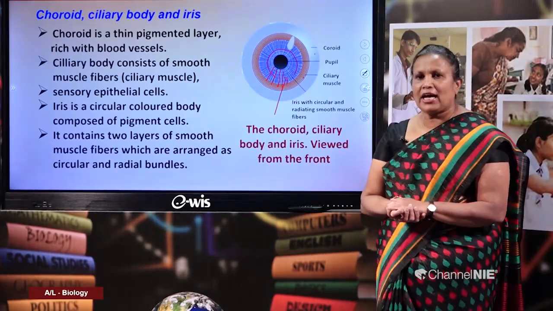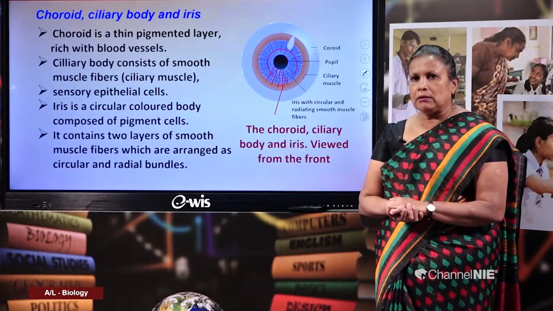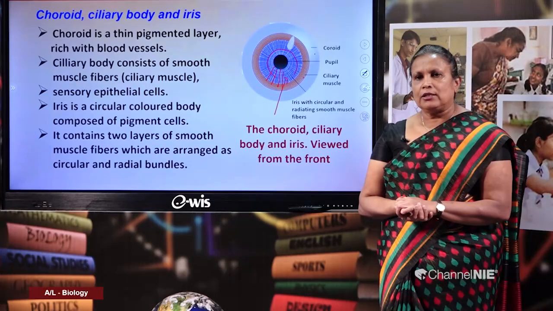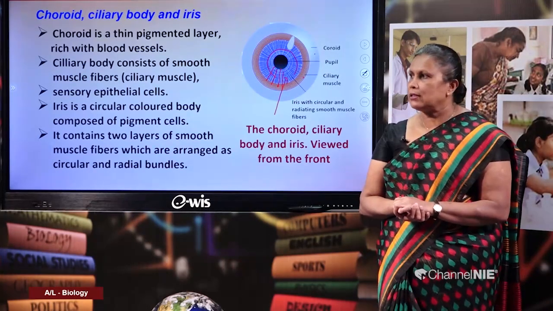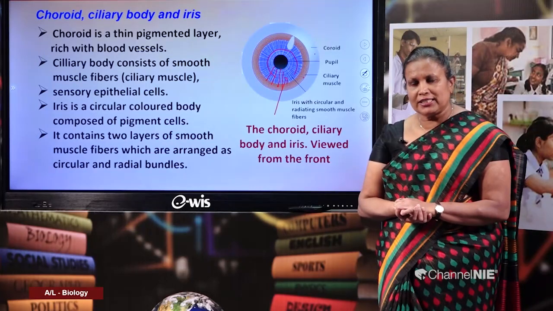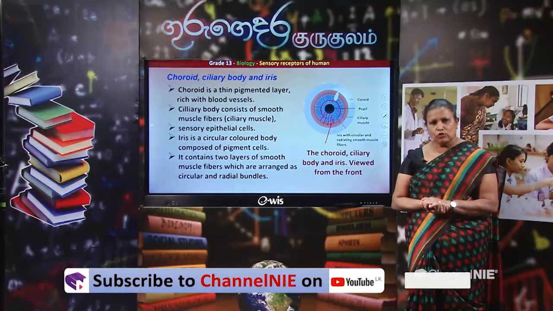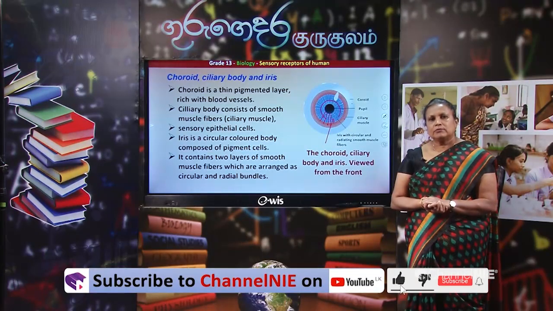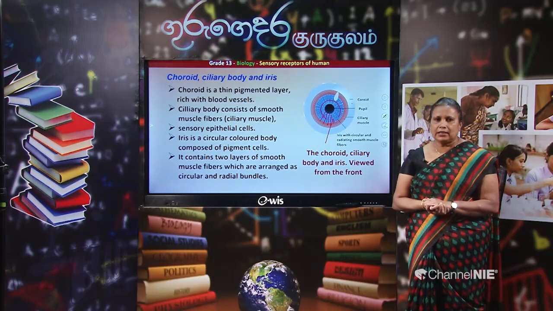I explained a very important area about the receptors today. I taught you chemoreceptors, thermoreceptors, mechanoreceptors, and the photoreceptors also. I have to continue the photoreceptors further, that I will do in the next lesson. Until then, goodbye.